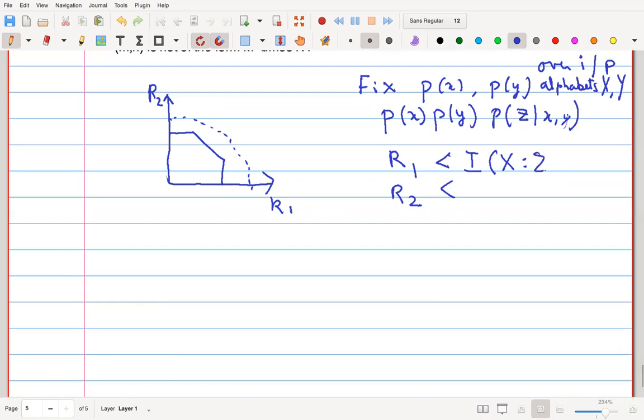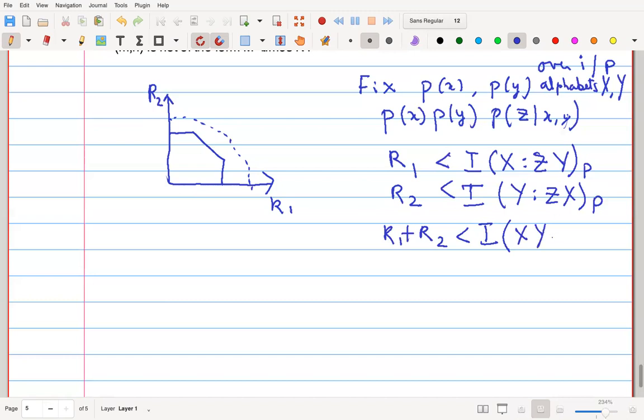So what is achievable is this. Okay. So this is an achievable rate region. Let us understand what this means.